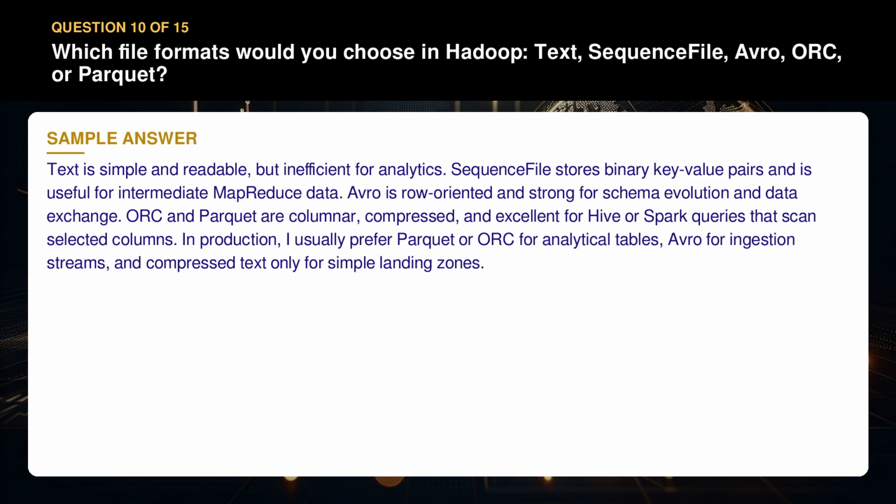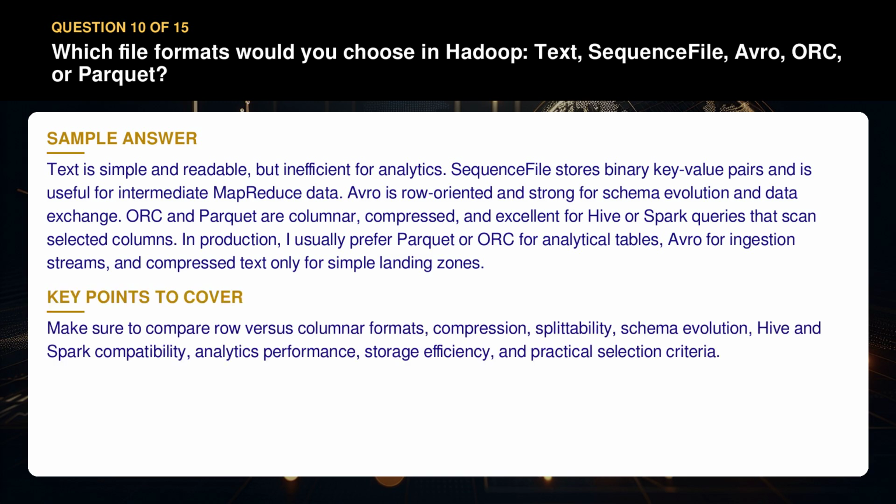In production, I usually prefer Parquet or ORC for analytical tables, Avro for ingestion streams, and compressed text only for simple landing zones. Make sure to compare row versus columnar formats, compression, splittability, schema evolution, Hive and Spark compatibility, analytics performance, storage efficiency, and practical selection criteria.